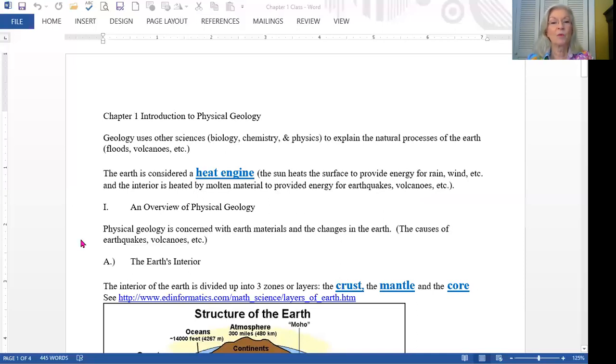So we will be looking at physical geology this semester. It is concerned with the Earth and its interactions and the materials that the Earth is made out of. There are lots of different kinds of geology. There's historical geology, where it looks at the progression, especially of how fossils are important to the history of the Earth. But we're going to look at physical geology.